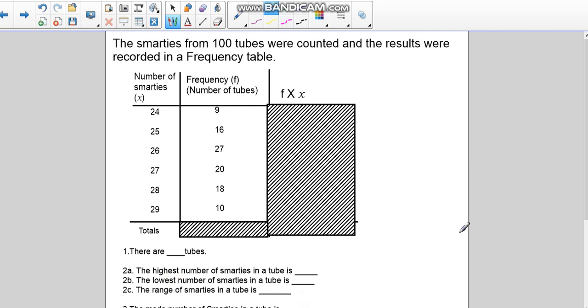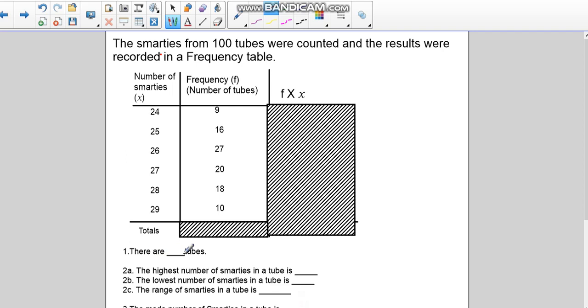Let's have a look at another example, because this is quite tricky. So this time we've got Smarties again from 100 tubes. The Smarties from 100 tubes were counted and the results were recorded in a frequency table. The first question I've got here is, how many tubes were there?